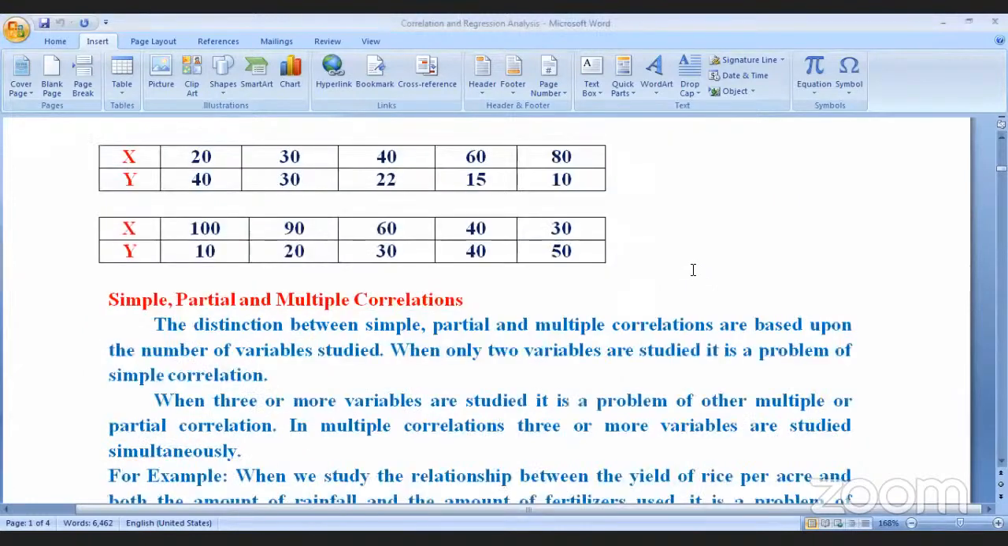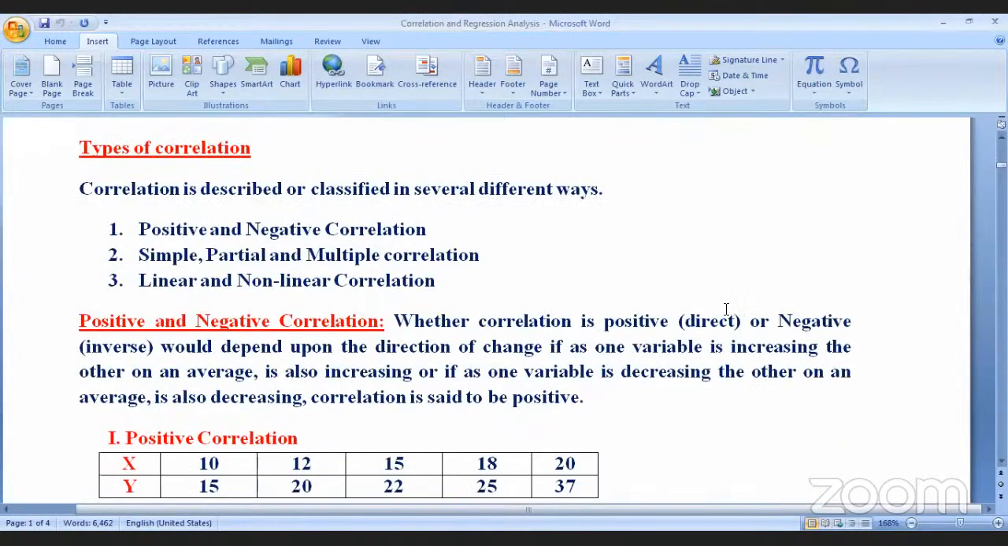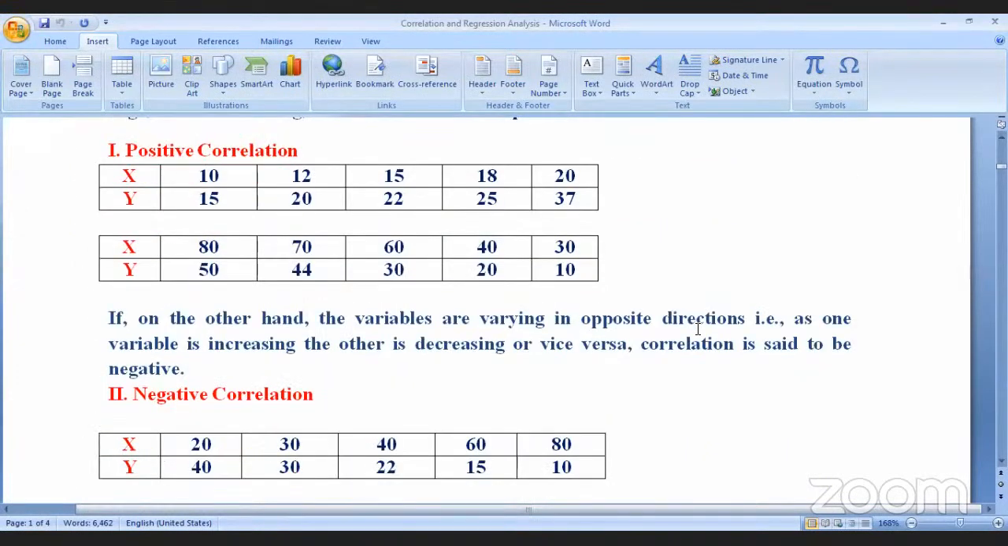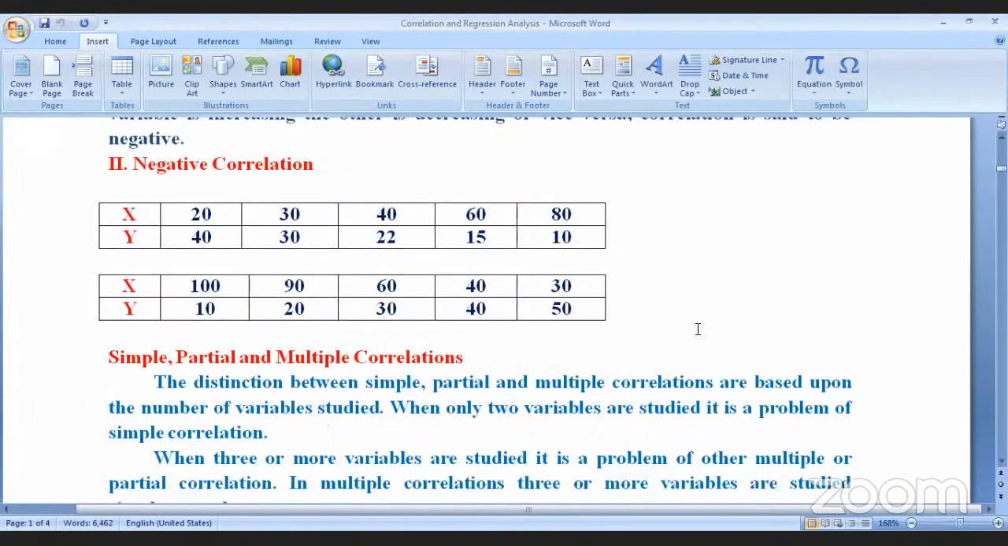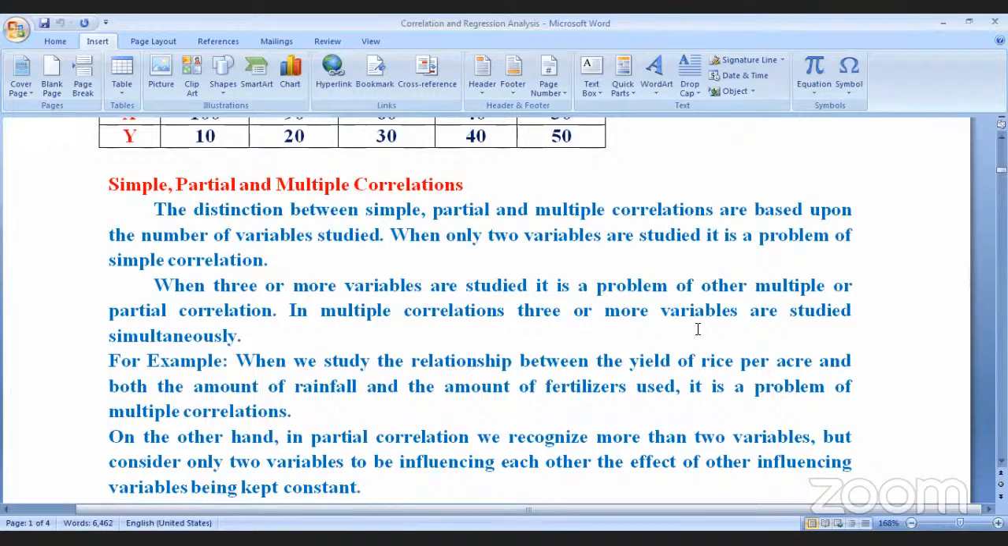The next one is simple, partial, and multiple correlation. If you want to take a photo, please take it. If you want to write the notes, you can write the notes also. I'll take a screenshot of this one. This is a small, concise definition. For your understanding, you can use any example from the examination point of view. These two problems also take positive correlation. So I'm moving to simple, partial, and multiple correlation.